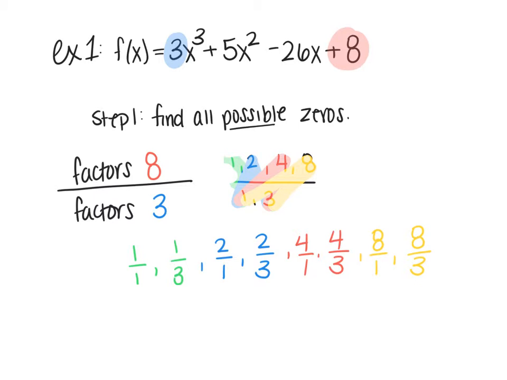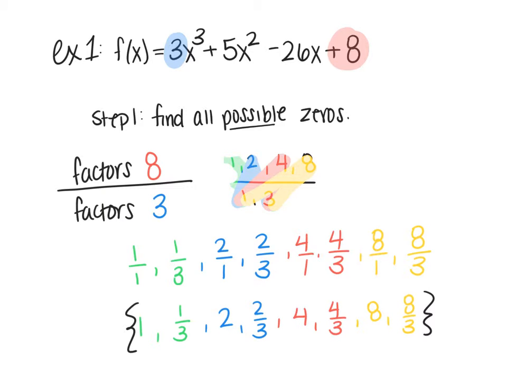Now, if any of these things simplify, of course simplify them. So now I can work through: 1 over 1, that's the same thing as 1. 1 over 3 doesn't simplify. 2 over 1 is 2. 2 over 3 doesn't simplify. 4 over 1 is 4. 4 over 3 doesn't simplify. 8 over 1 is 8, and then 8 over 3. So there are all your possible zeros, and then of course the positive and negative versions.